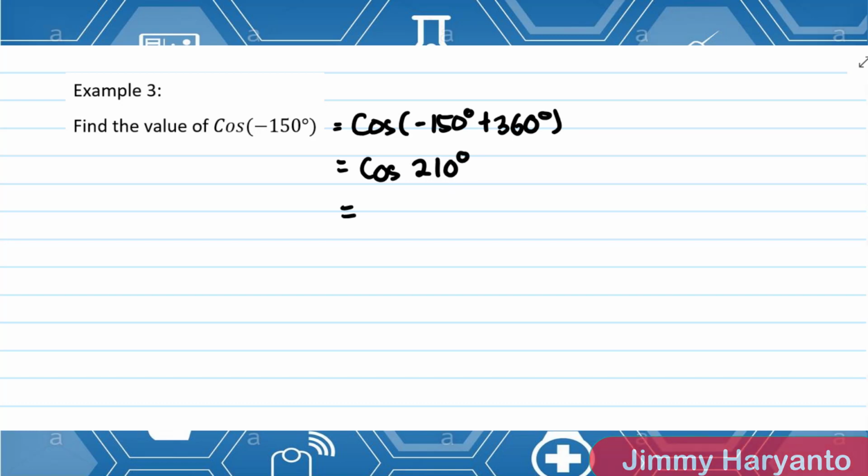Cos 210 is in quadrant 3. Cos in quadrant 3 will be negative, and then use 180 as the benchmark, it will be cos 30. Cos 30 equals square root of 3 over 2.